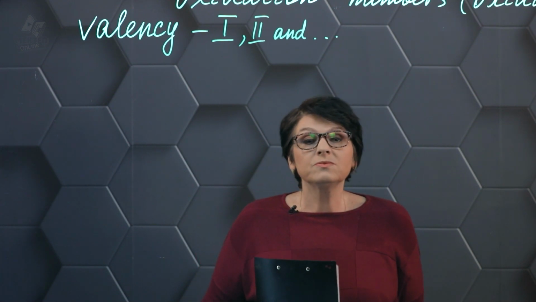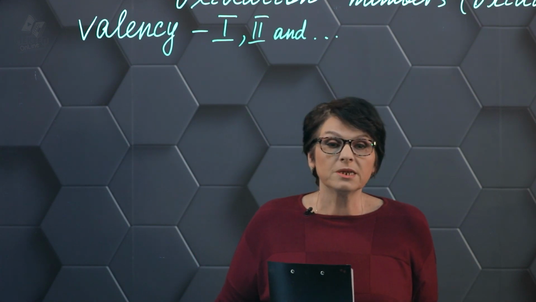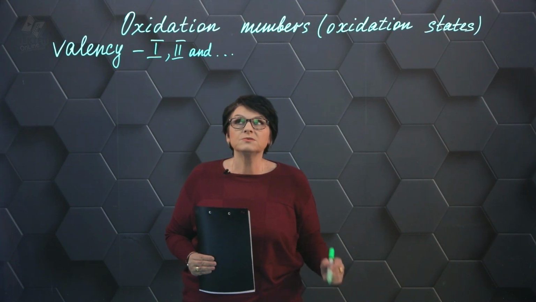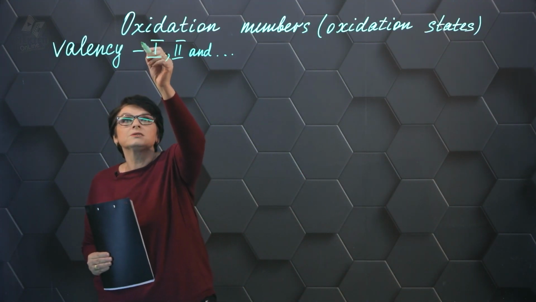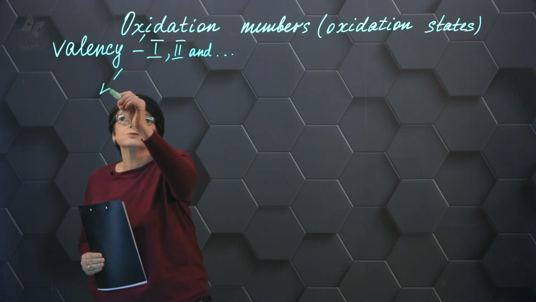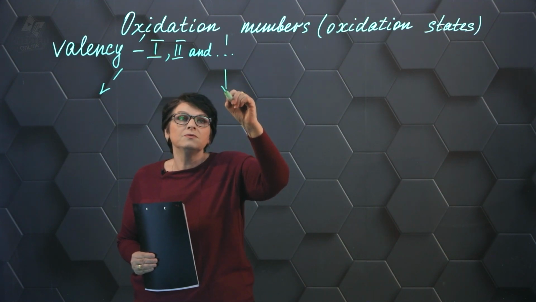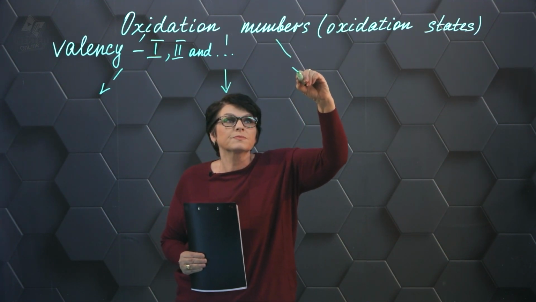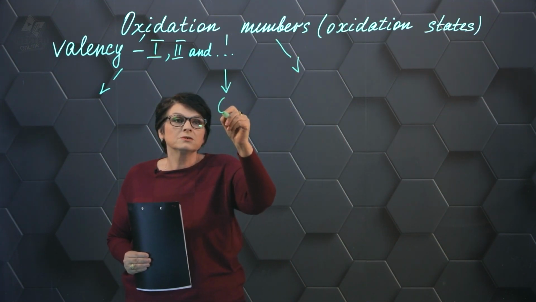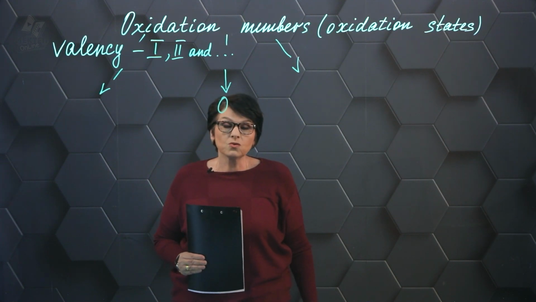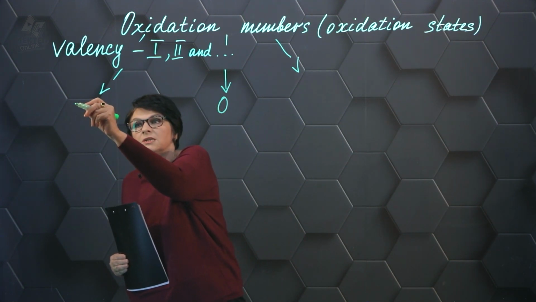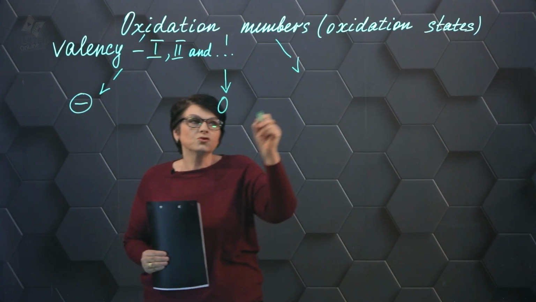Therefore, the concept of oxidation degree was introduced, which is important to understand in connection with this term. The degree of oxidation can take three kinds of values. It can be 0, that is, it can have a charge of 0, it can be with a minus sign, and it can be with a plus sign.